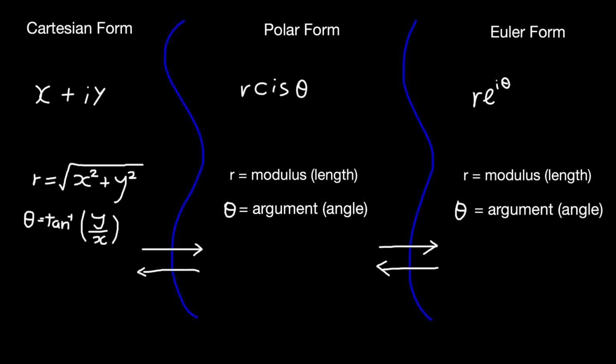This is going to be a quick video explaining how to convert between the three forms of expressing imaginary numbers. There are three forms to express these numbers: Cartesian, polar, and Euler form.